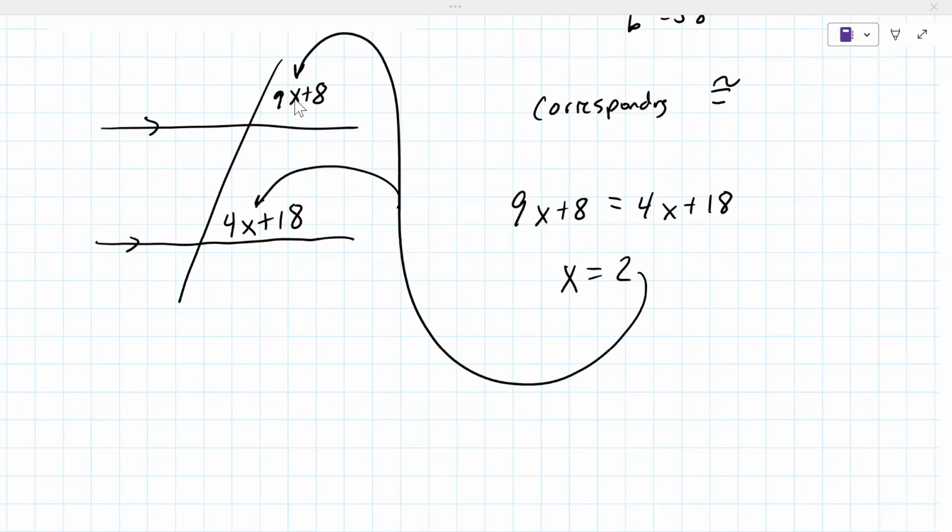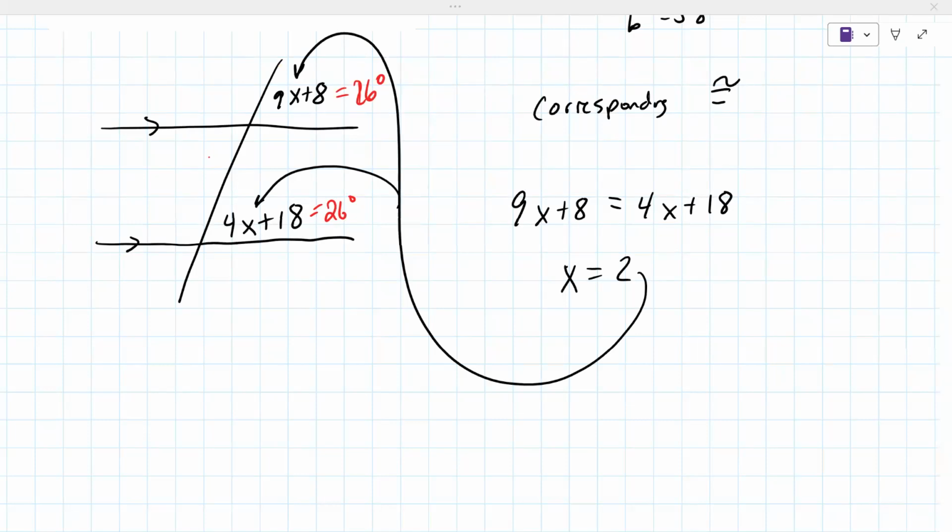You're multiplying 9 by x, or 4 times x. 18 plus 8, and then 8 plus 18. Are they the same? Because they should be. So the reason you do that is that's the angle measure. That's the actual value here. It becomes 18 plus 8, 26 degrees and 26 degrees.